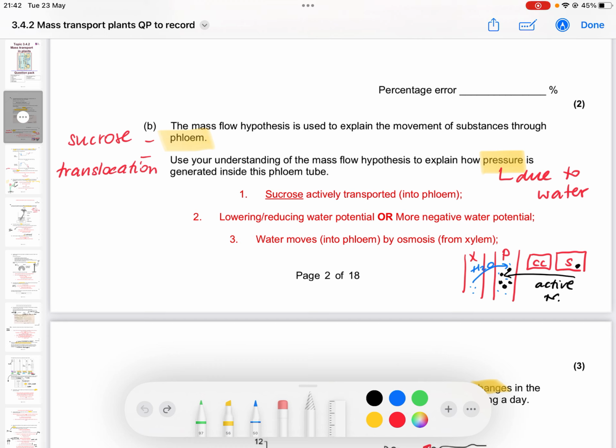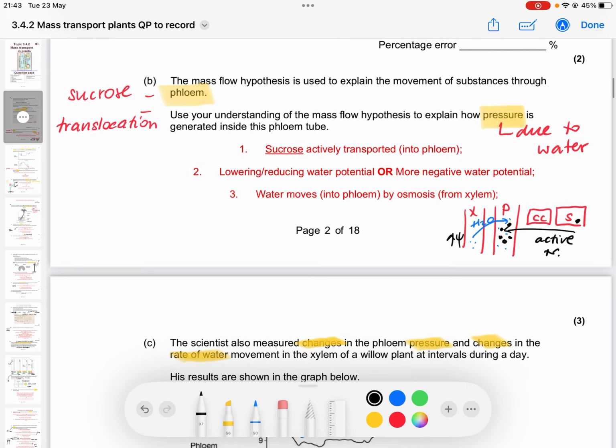So here I've drawn out a little diagram to remind you that sucrose is actively transported into the phloem by companion cells, which will lower the water potential in the phloem. Hence, the water is going to move by osmosis from the xylem, where there was obviously higher water potential. This is where our answer is coming from. So sucrose is actively transported into the phloem, lowering the water potential, and the water moves from the xylem into the phloem by osmosis.